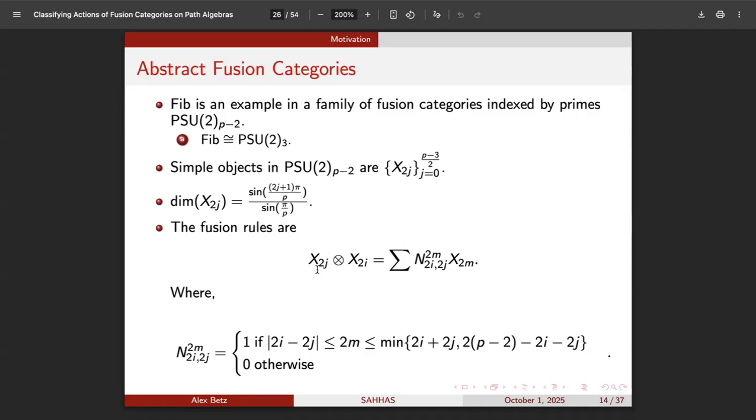Basically, what I'm saying here is dx2j tensor dx2i decomposes with n being the number of copies in the decomposition of the tensor product into simples. And these n satisfy this equation here.